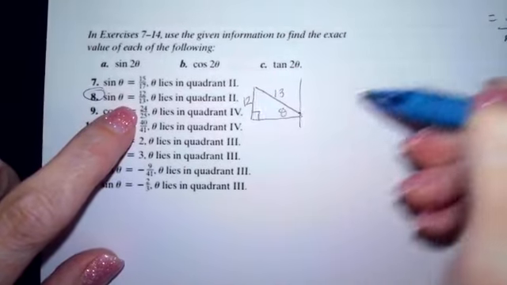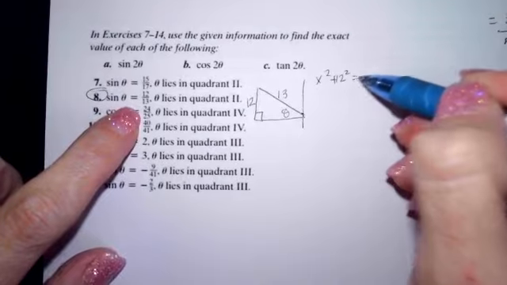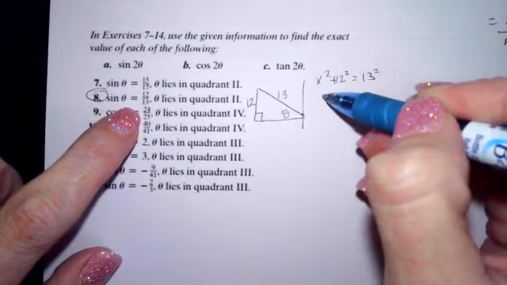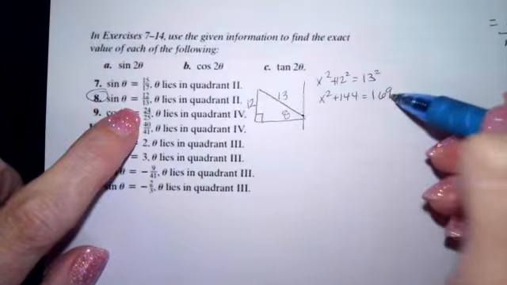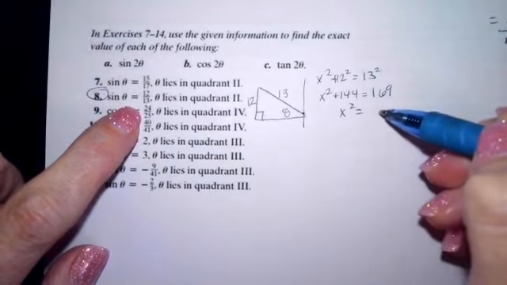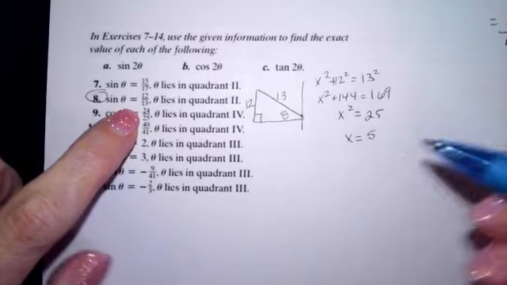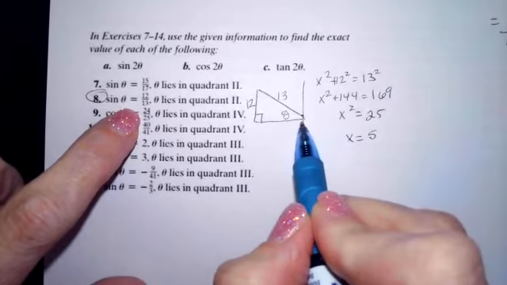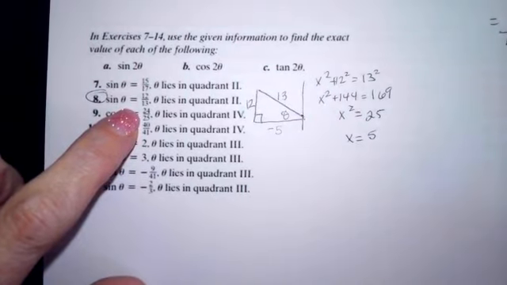So to find that missing side, I have to do x squared plus 12 squared equals 13 squared. So x squared plus 144 equals 169. Subtract that from both sides. X squared equals 25. And so then x equals 5. But this is on the left side of the y-axis, so this is negative 5.